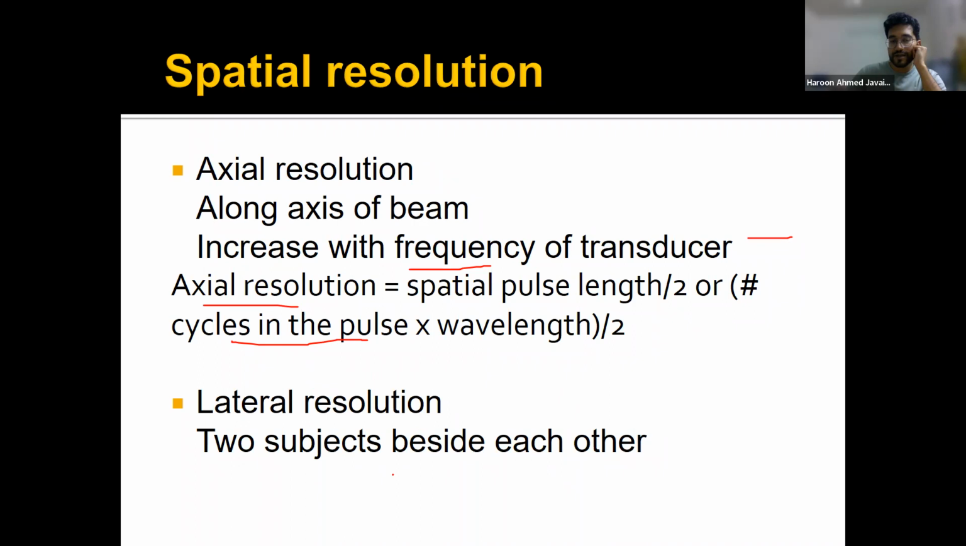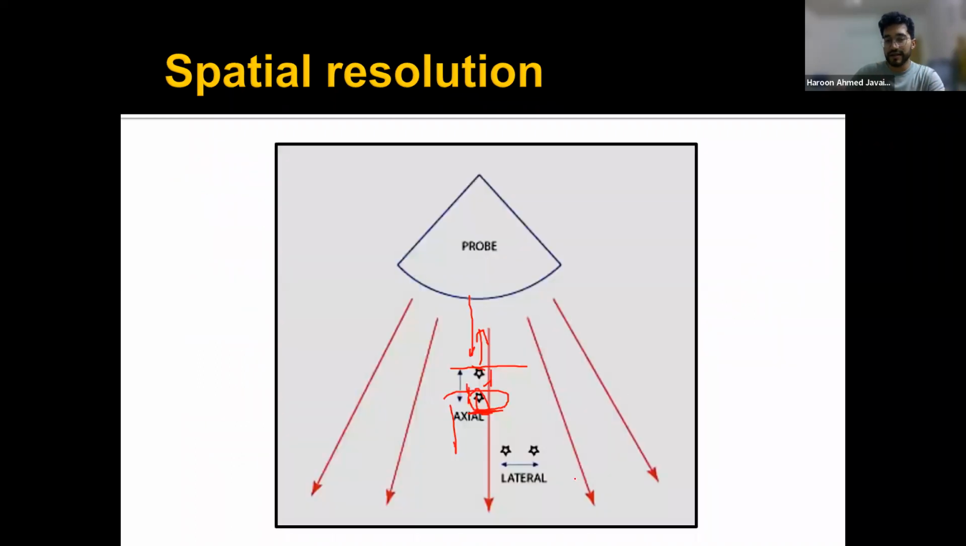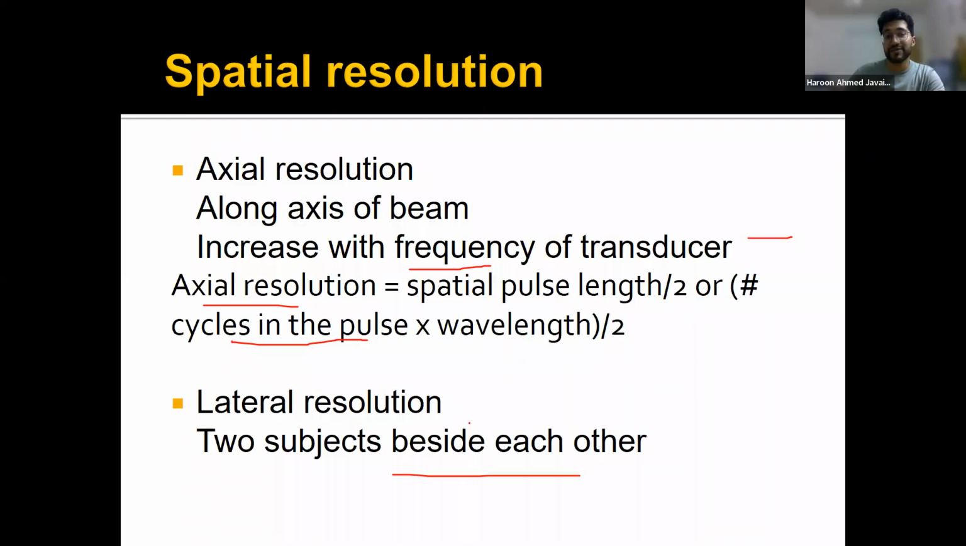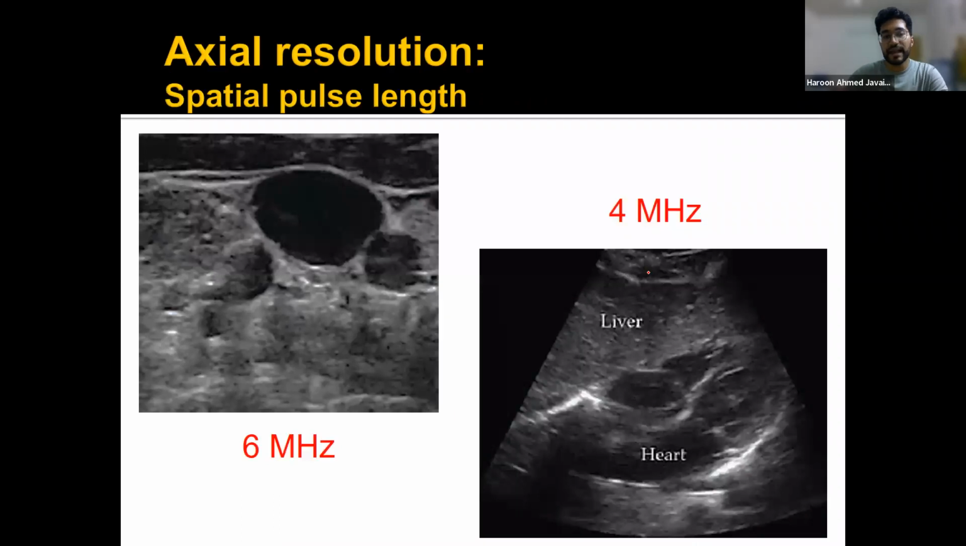The lateral resolution is two objects beside each other. So as you can see, it does not depend on the attenuation, okay?